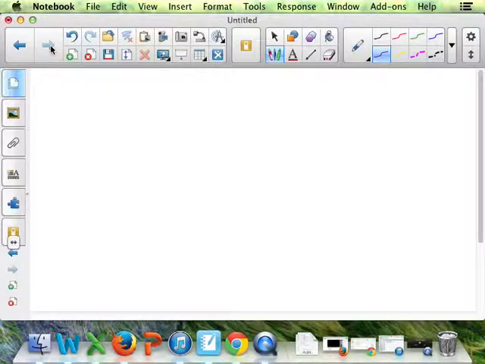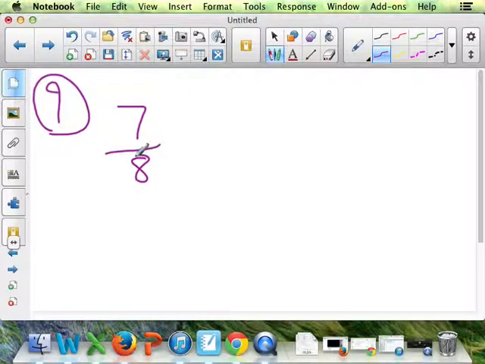Number 9 has 2 fractions, 7/8 and 1/2. 4th graders, this is worth your time too. You're not going to skip 5th grade, are you? No.